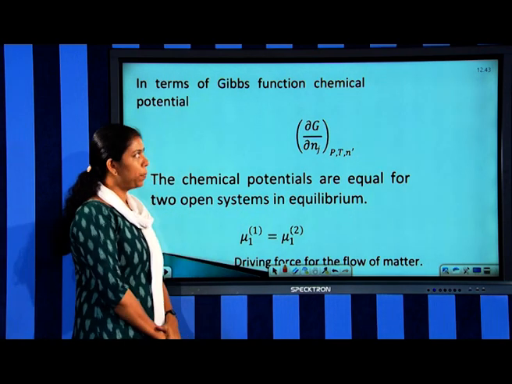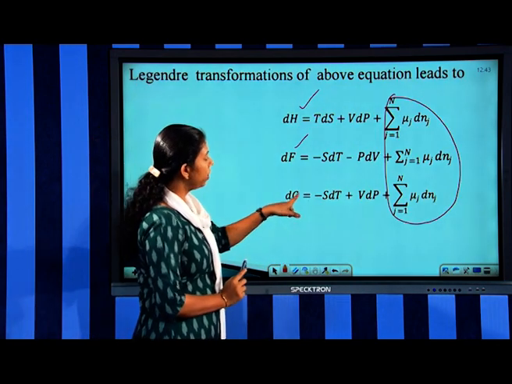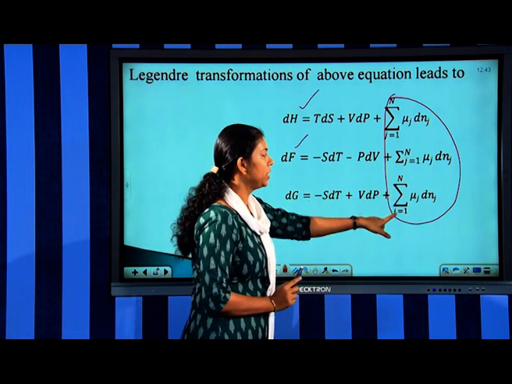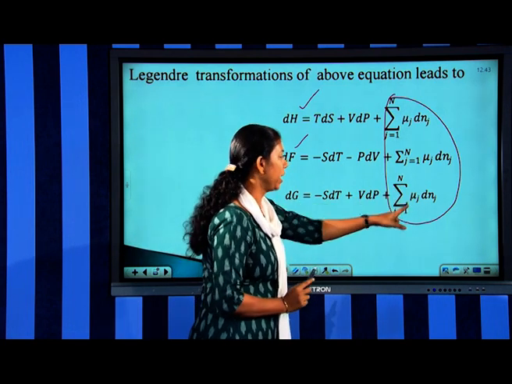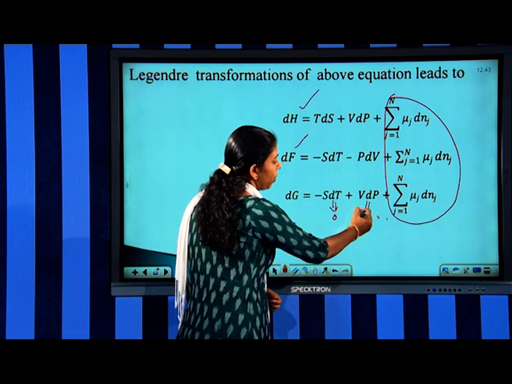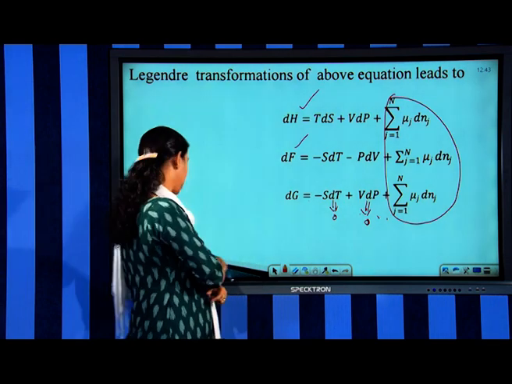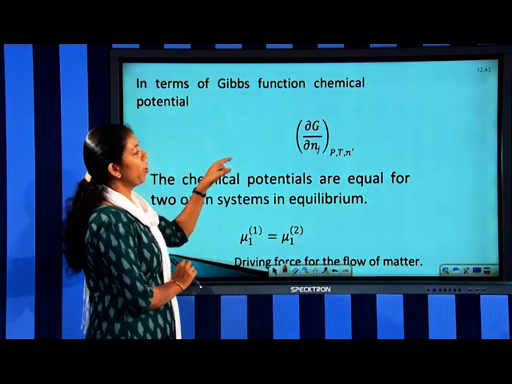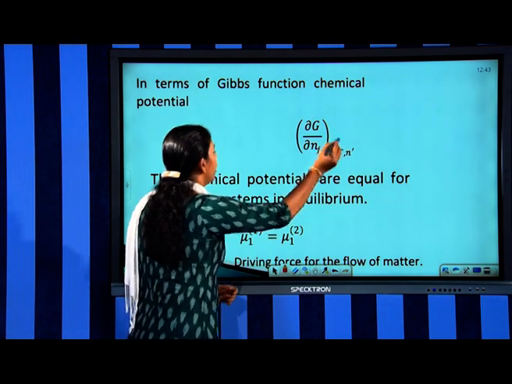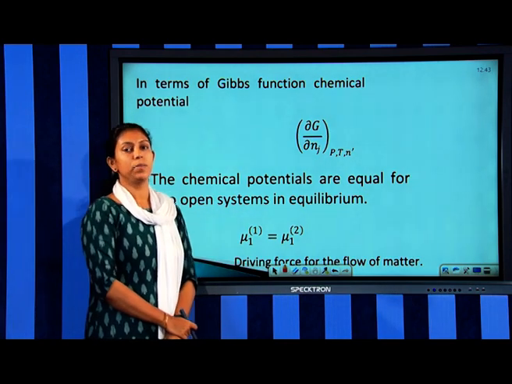Next, in terms of Gibbs function, the chemical potential can be written from the previous expression. Here dG is equal to minus S dT plus V dP plus summation of j equal to 1 up to n μj dNj. When temperature remains constant, this term becomes 0. When pressure remains constant, this term becomes 0. So, for an isothermal isobaric process, the chemical potential can be written as ∂G/∂Nj when pressure and temperature remain constant. So, the chemical potentials are equal for two open systems in equilibrium.